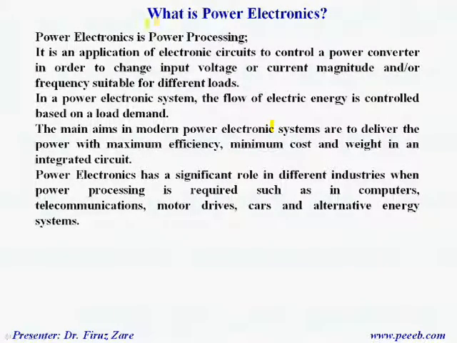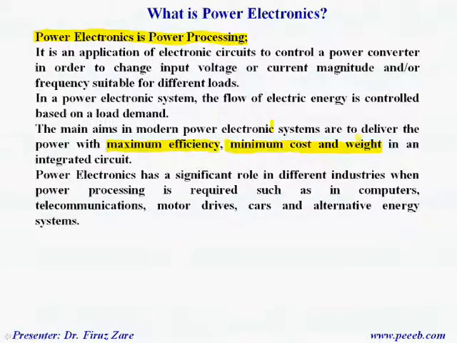What is power electronics? Power electronics is power processing. It's an application of electronic circuits to control a power converter in order to change the input voltage or current magnitude and/or frequency suitable for different loads. In a power electronic system, the flow of electric energy is controlled based on a load demand. The main aims in modern power electronic systems are to deliver the power with maximum efficiency, minimum cost and weight in an integrated circuit.